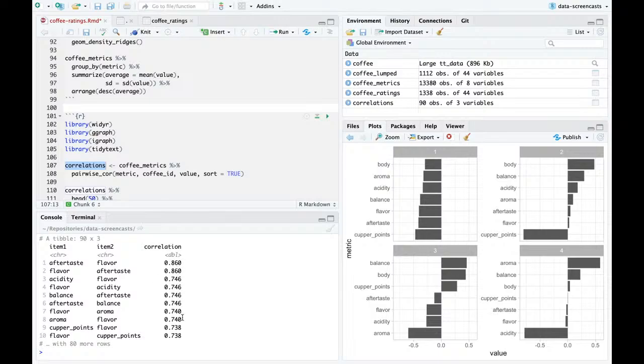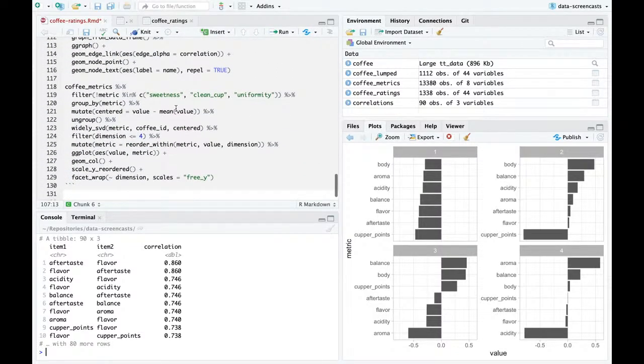Yeah, there's like 0.74 correlations. Okay, so the idea is, I still don't understand the first dimension. It's always a little confusing to me. I can't remember which thing we center. But body versus cover points, balance versus aroma, aroma versus acidity. Those look to me like potentially dimensions that we can break down.